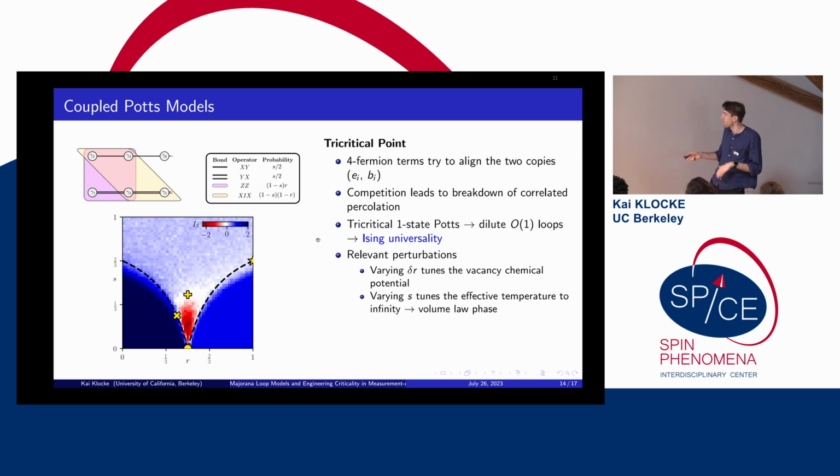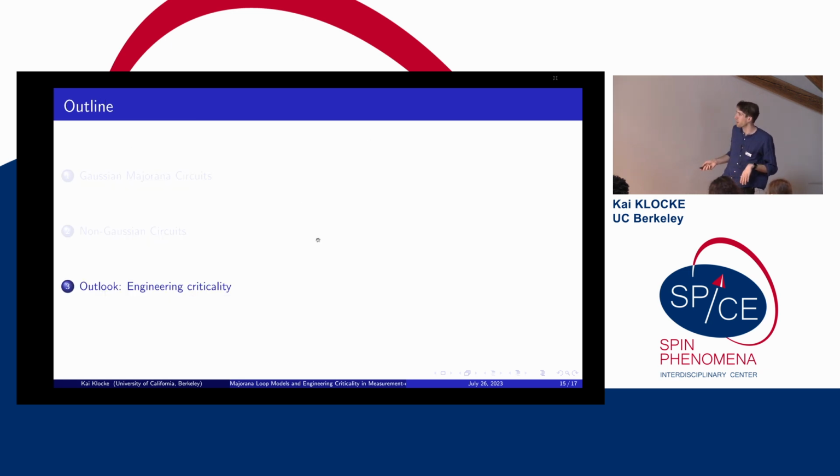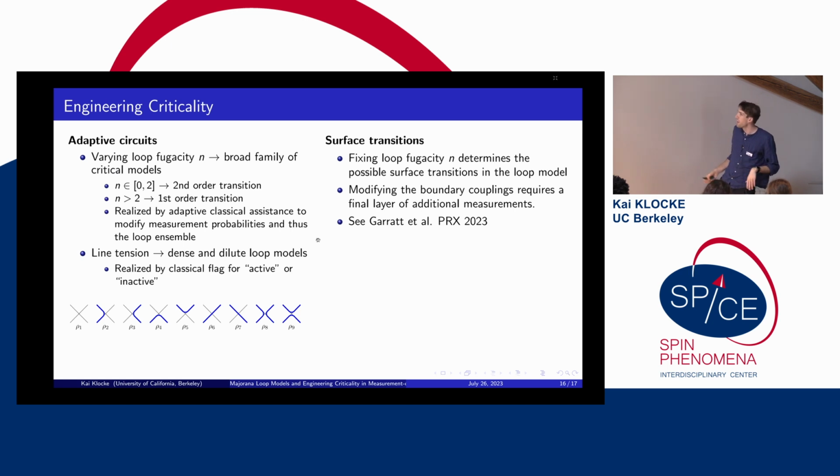And since I have very little time, I would just say if this is of interest, you should go look at the posting on arXiv. And just as an outlook, there's still quite a bit left that one can think about here. Loop models can have generic fugacity, and people have studied this for decades, and one gets quite a bit of exciting physics as you change the fugacity. So a nice question is, can we implement some adaptive circuit using just Clifford projectors and some classical assistance to change the effective loop fugacity and thus the type of criticality we get.